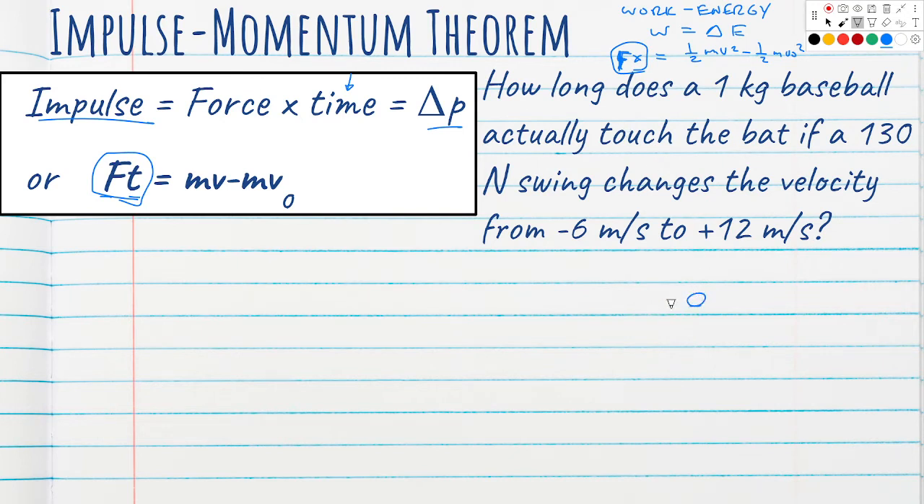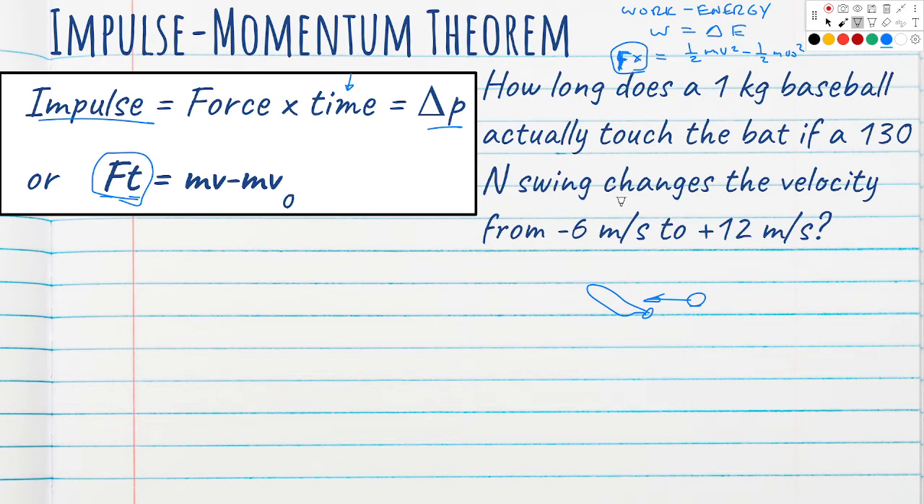Pitcher throws the baseball. The batter is over here, swings the bat. And we'd like to know how long that bat is actually touching the ball. There's a very small amount of time there that the bat is in contact with the ball. We'd like to find that. So that's a perfect time.